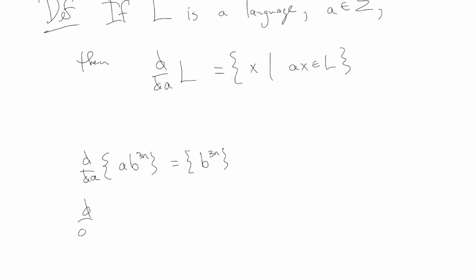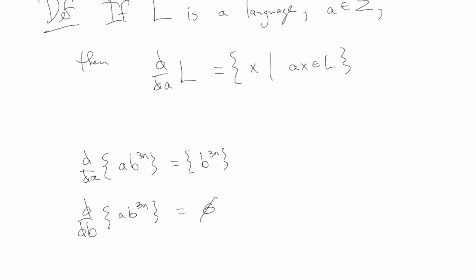Whereas the derivative with respect to B of AB to the 3n is the empty set, because none of those strings begin with B, and this is just how the derivative handles such a situation. So when you see derivative with respect to A, it means get rid of the initial A's. When you see derivative with respect to B, it means get rid of the initial B's. If there are no initial B's, there's nothing left over when you take the derivative of that. All right? This is the derivative with respect to whatever.